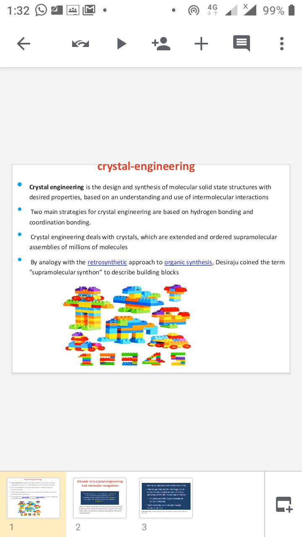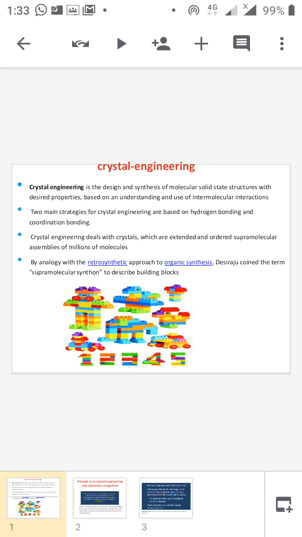So crystal engineering is the design and synthesis of molecular solid state structures with desired properties based on understanding and use of intermolecular interactions. There are two different strategies for crystal engineering, which are based upon hydrogen bonding and coordination bonding. Crystal engineering deals with crystals, which are extended and ordered supramolecular assemblies of millions of molecules.